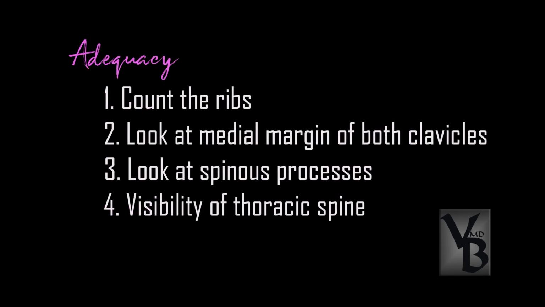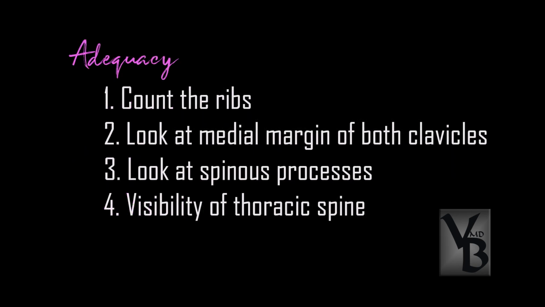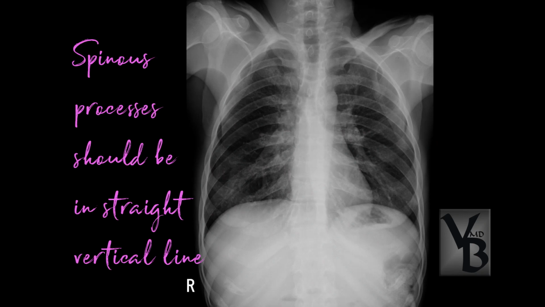Next, look at the medial margin of both clavicles. These margins should be equidistant from the spinous process. This would suggest that there is no rotation. Another evidence is to look for the spinous processes of the thoracic spine. If they are appearing aligned vertically, that means there is no rotation.